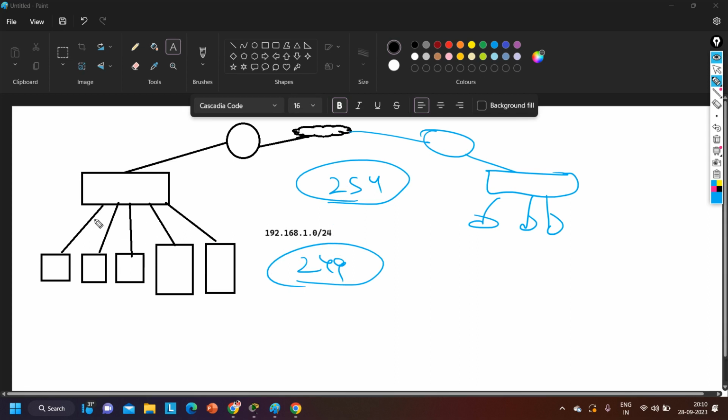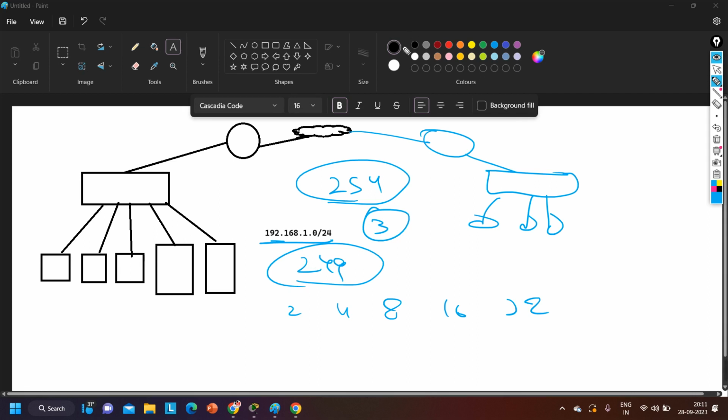Here, if I need only 5 valid IP addresses, I will divide this network in such a way that I can minimize the wastage. We can divide a network into 2 parts, 4 parts, 8 parts, 16 parts, 32 parts, like this. We cannot divide a network into 3 parts or 5 parts.